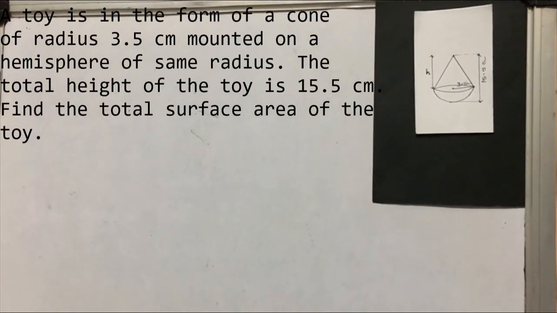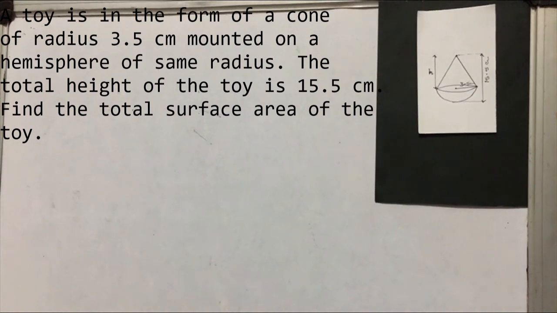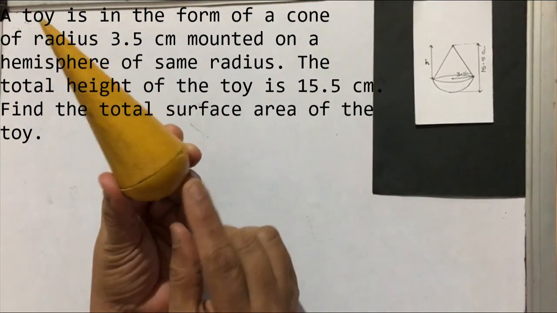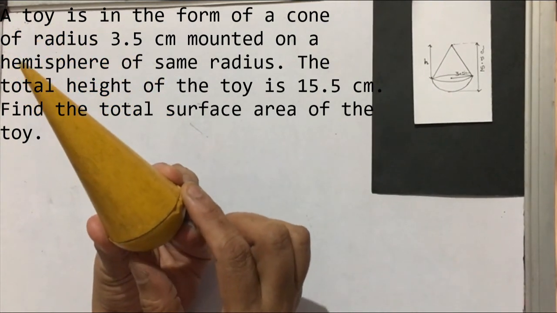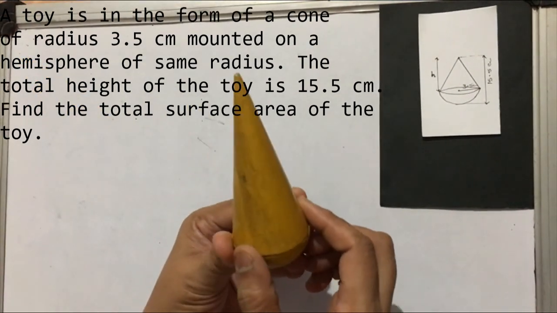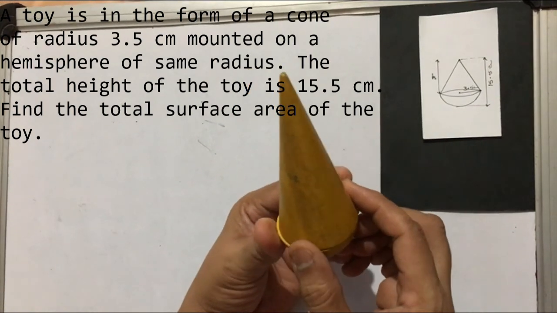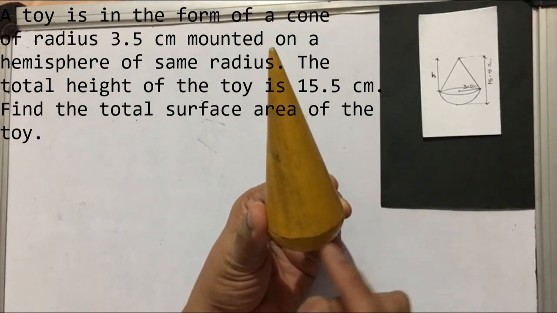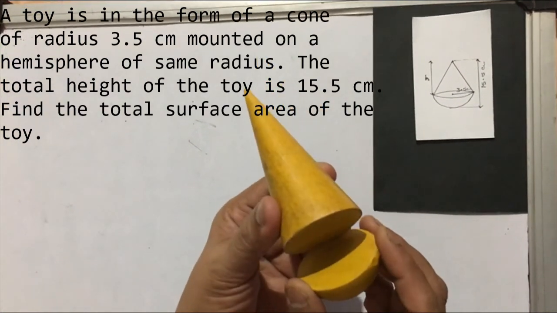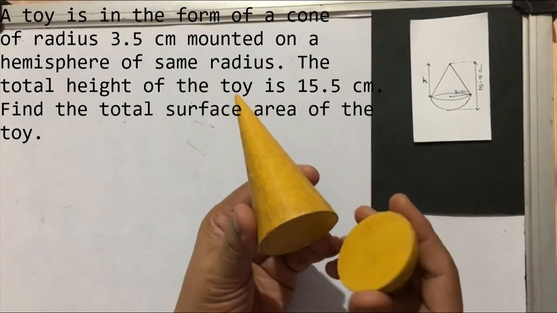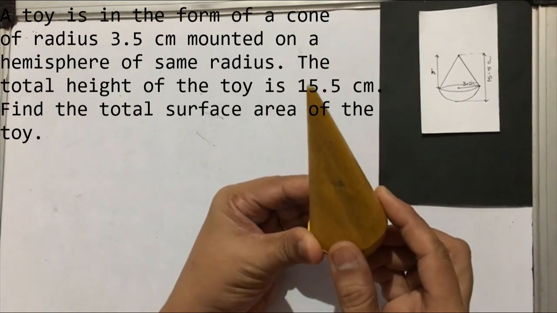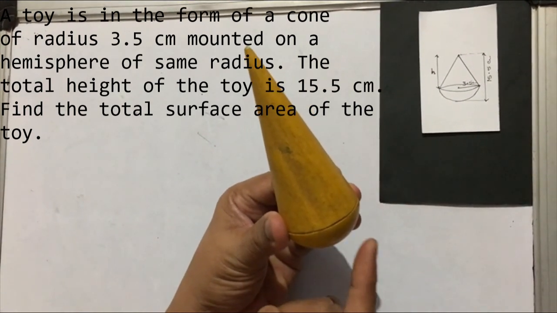Given that a toy is in the form of a cone which is mounted on a hemisphere of the same radius, it comes in this way. A cone is mounted on a hemisphere with the same radius. They told us to find the total surface area of the toy. What is the visible area? The CSA of a cone and the CSA of a hemisphere. We cannot add the base area of the cone and the base area of the hemisphere, because these two are coinciding with each other, it goes inside. The visible area is the CSA of a cone plus the CSA of a hemisphere.